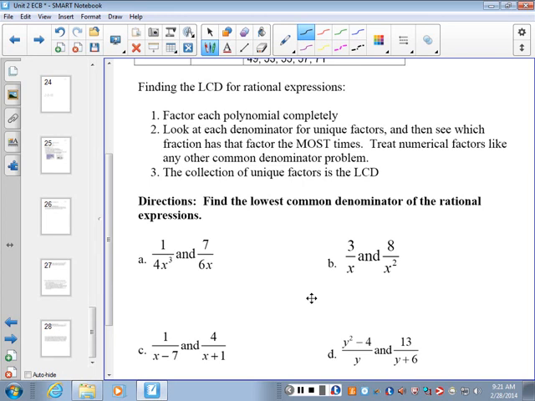Your lowest common denominator. Then we're going to look at each denominator for unique factors and see which factor has the most. So this idea is the opposite of a GCF. The GCF, we were always looking for the least. For the common denominator, we're always looking for the most. And we're going to treat numerical factors like any other common denominator problem, and the collection of our unique factors is our lowest common denominator.